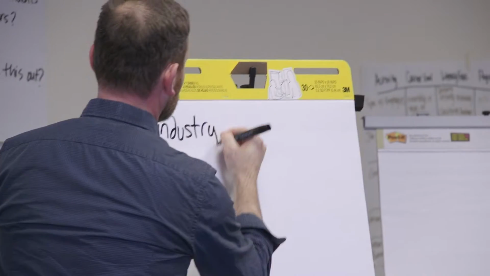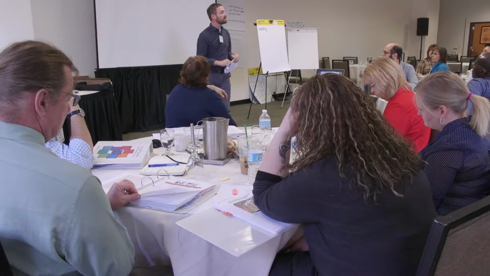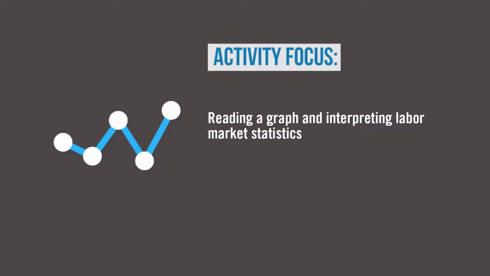Let's just talk about the word industry for a second. What does that mean? The activity is an opportunity for us to integrate reading instruction and numeracy instruction with career exploration. We're going to analyze graphs to get a sense of what industries are on the rise and what industries are shrinking a little bit. It's focused on reading a graph and interpreting labor market statistics, the numbers of jobs. And the idea is that students get a sense of, do my interests line up with what kinds of jobs are available?